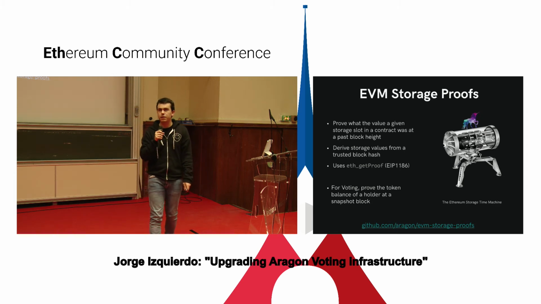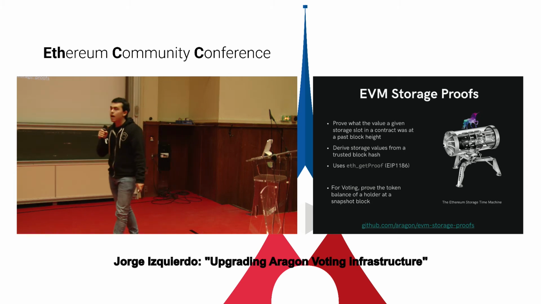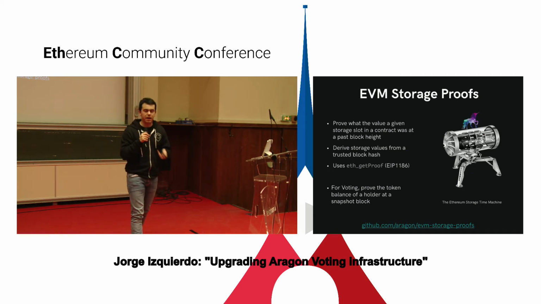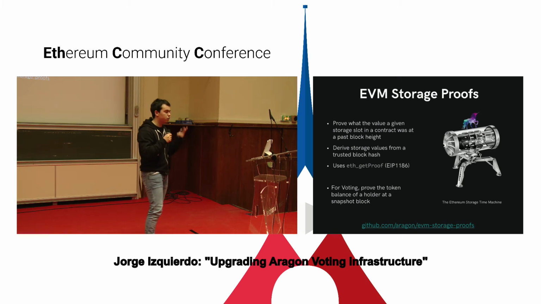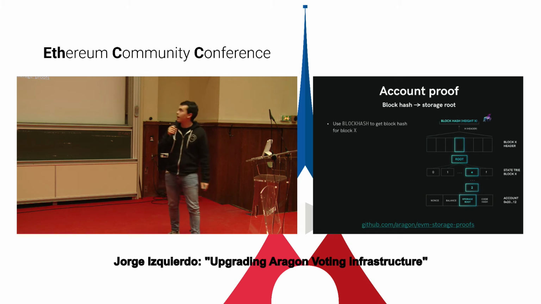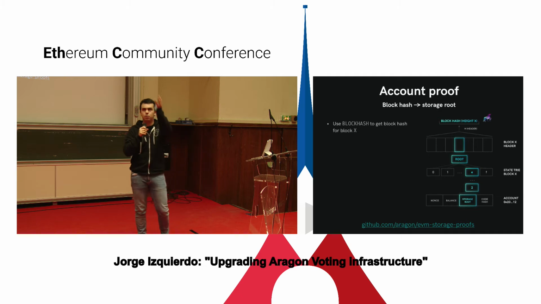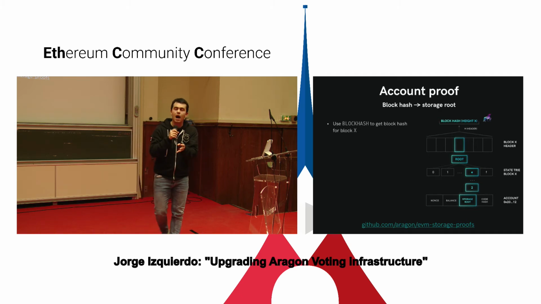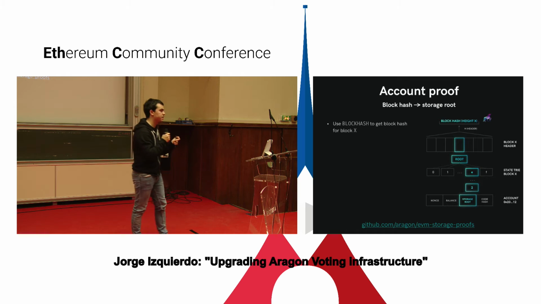It uses EIP 1186, I believe, or eth_getProof, which allows us to do this. This requires archive nodes for generating proofs, not for verifying them. It allows us to get a proof in two parts that we will see now. So first we have the account proof. In the account proof, we go from the block hash of the particular block number where we're checkpointing to the storage root of the contract that we're interested in.